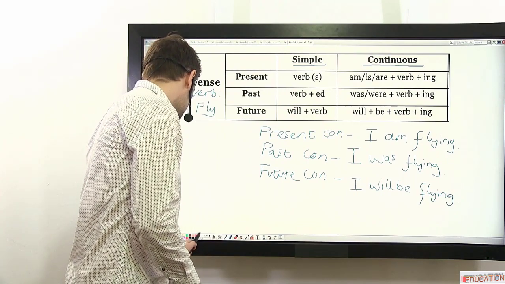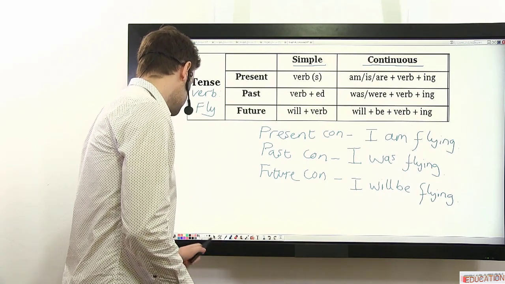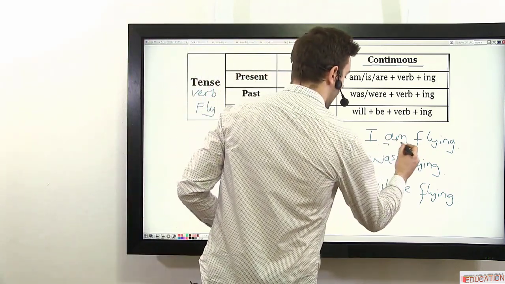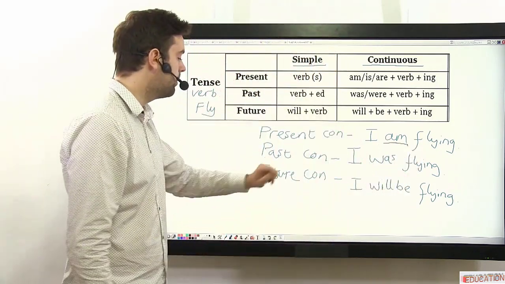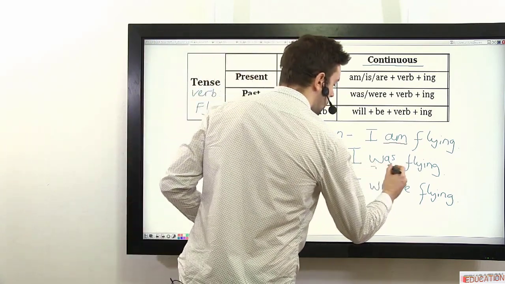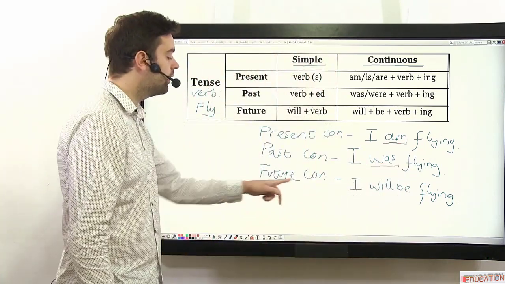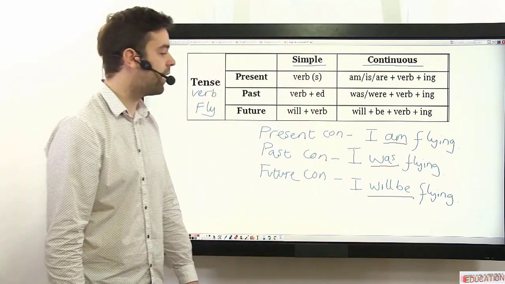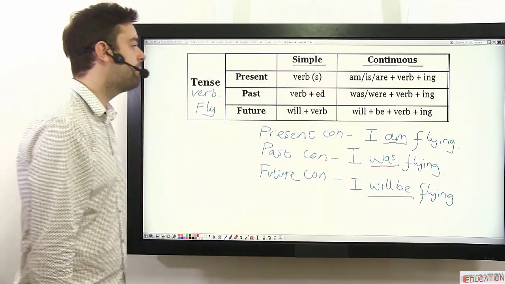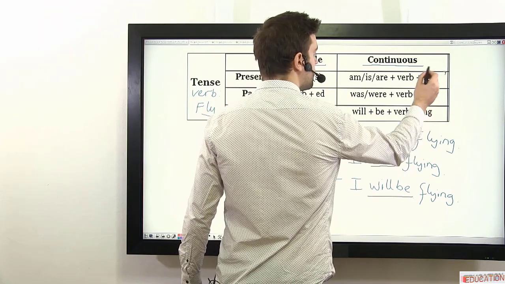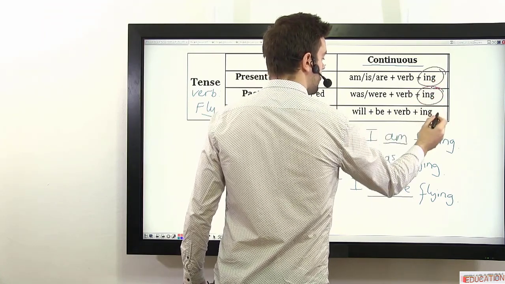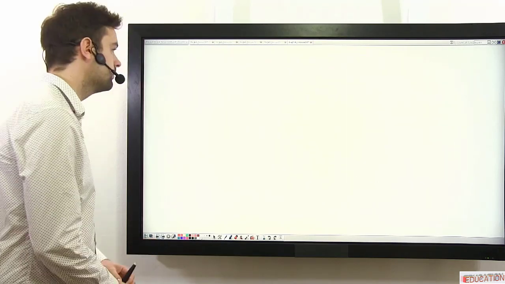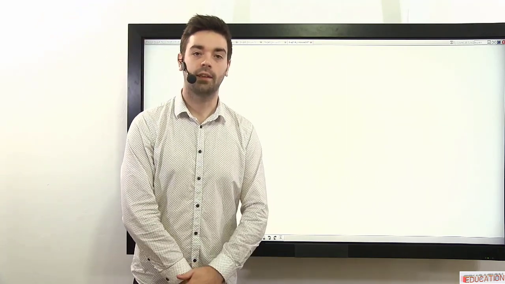So, present continuous, I am flying. Past continuous, I was flying. Future continuous, I will be flying. Remember, all you need to do for continuous, add ing. Okay. Thank you very much.